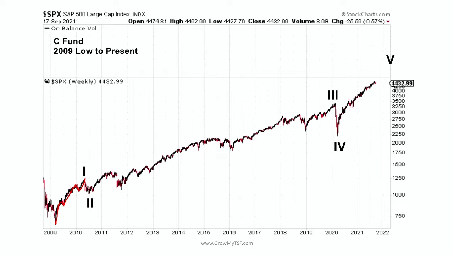So wave 2 is a shallow, longer consolidation. Wave 4 is a much deeper, faster consolidation. And we see this play out again and again within the waves that are within the waves. Okay. So the next thing we're going to look at is just wave 3. So this whole piece right here.